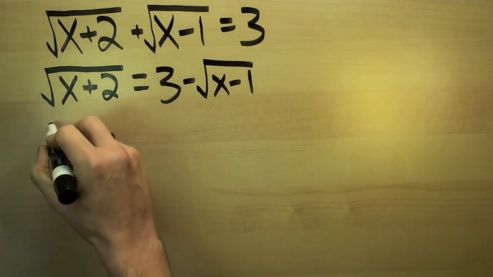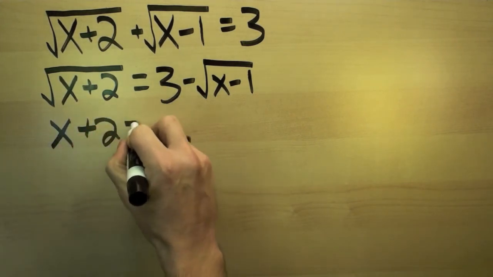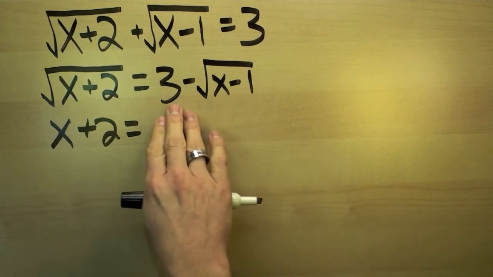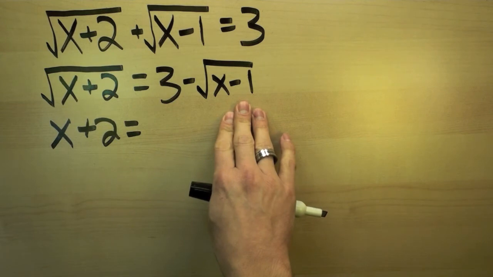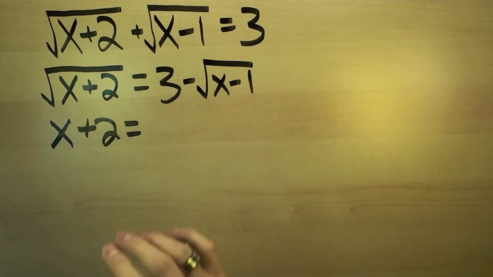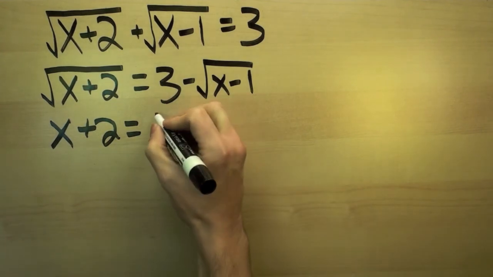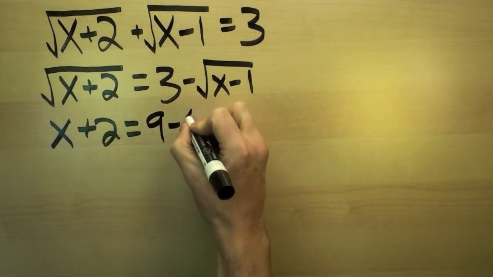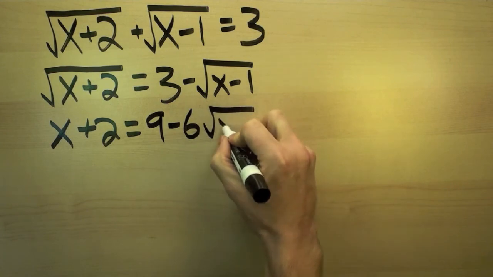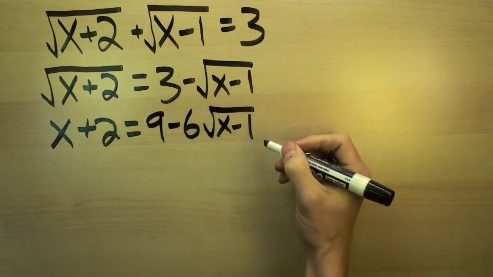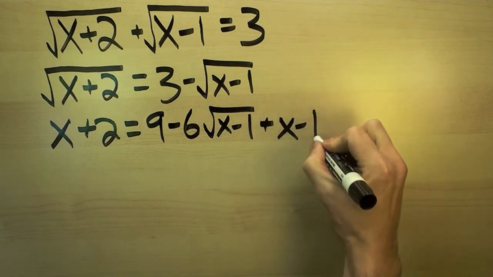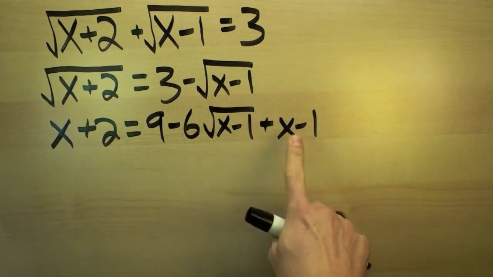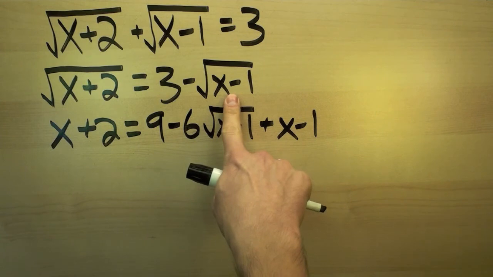Now we'll square both sides, giving us x plus 2 equals, now we have to square the right side of this equation, so it's this whole piece squared, which means we're going to FOIL it out, giving us 9 minus 6 times the square root of x minus 1, and then we're going to get a plus x minus 1. This last piece comes from when we FOIL the last terms.